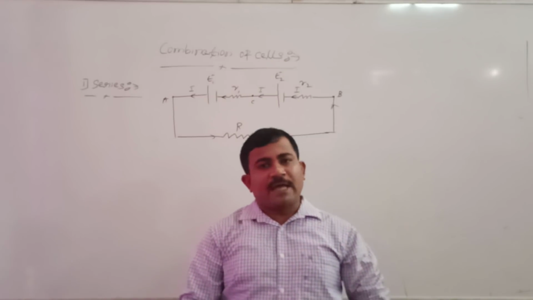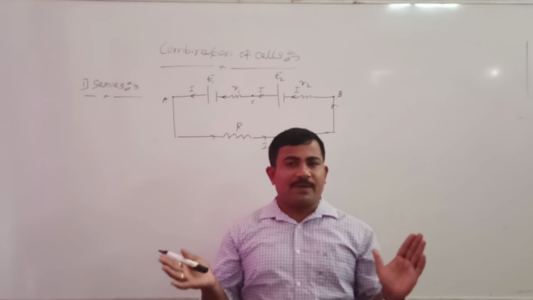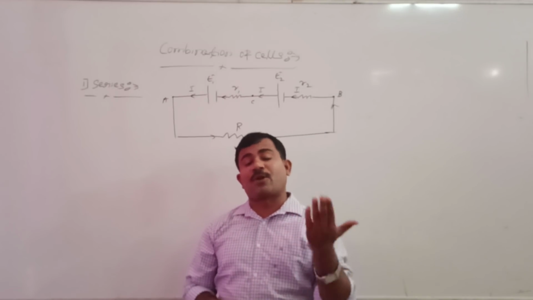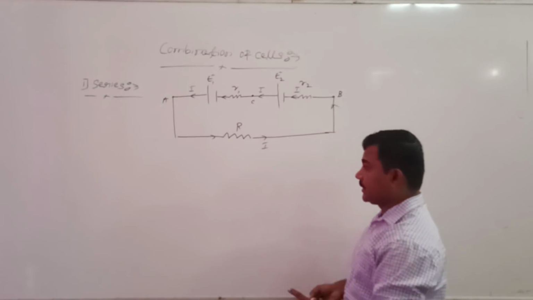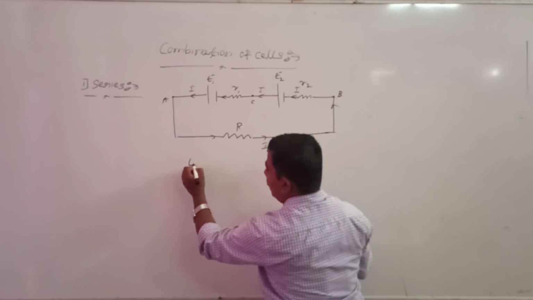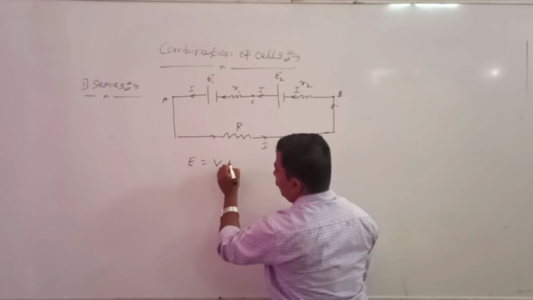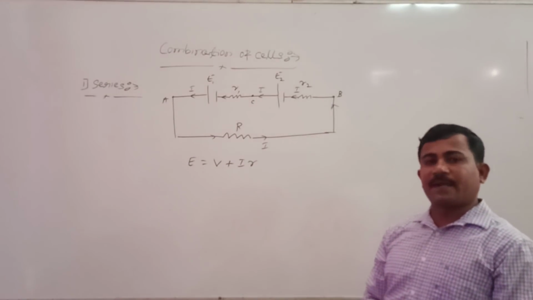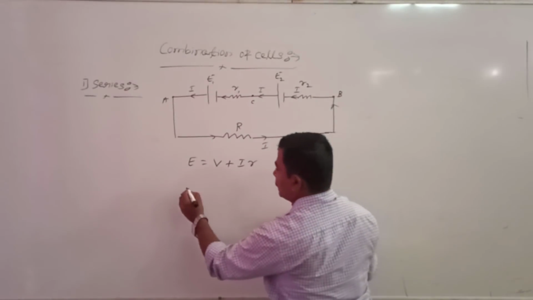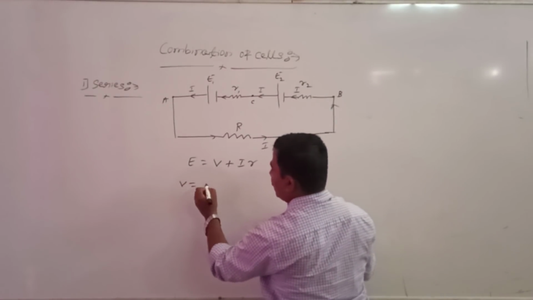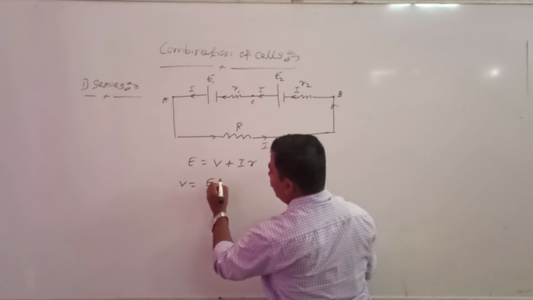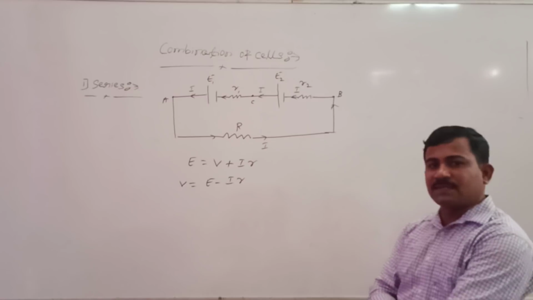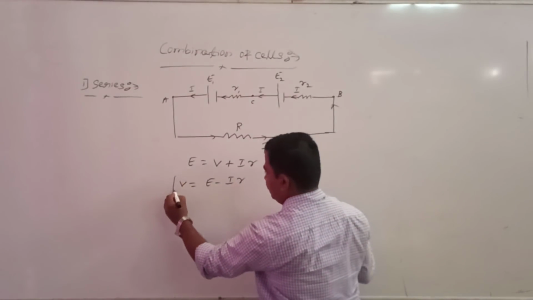Students, we know the relation between EMF and terminal potential difference when current is drawn from a cell. E equals how much? E equals V plus IR. Then what is V from this? V equals E minus IR. Remember this equation.